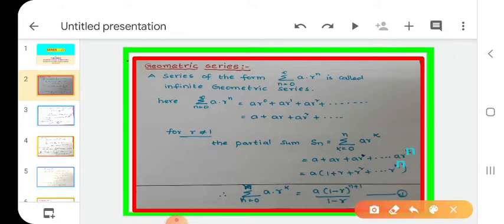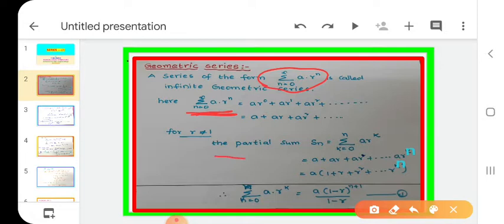See here, this is the given series, in the form of a geometric series. First I write the terms of the geometric series. Put n equals 0, what do we get? a into r power 0, plus a into r power 1, plus a into r power 2, and so on, infinite terms. That implies the terms are a plus ar plus ar square and so on, infinite terms.